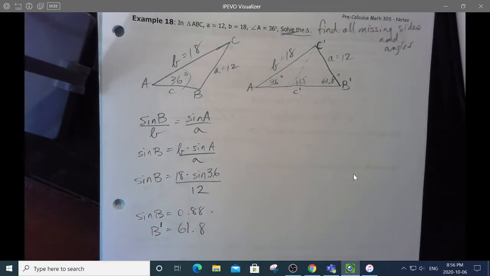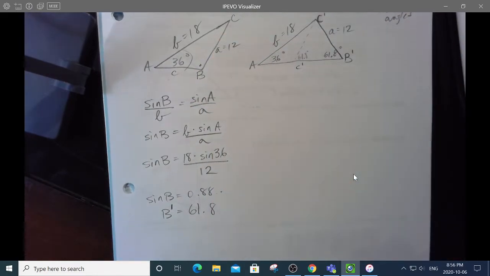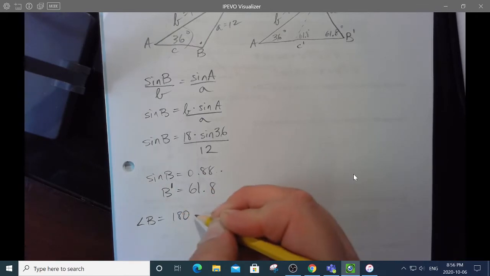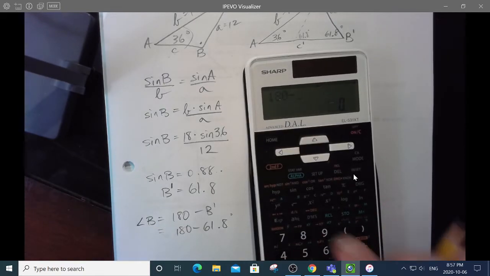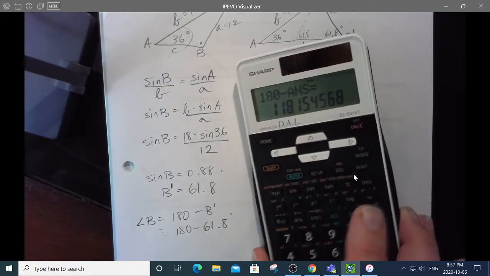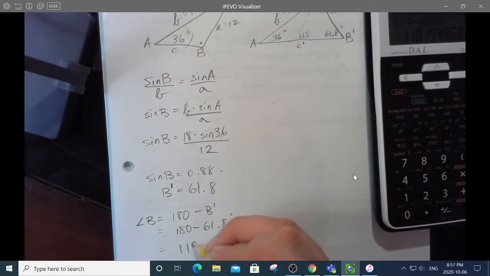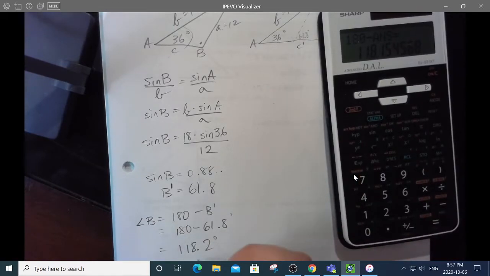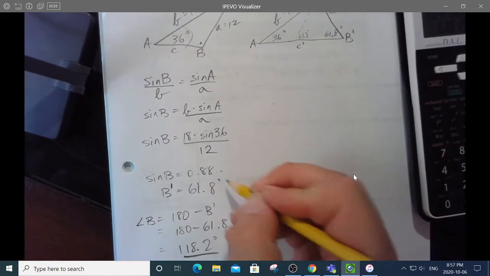So angle B here in the obtuse side of the triangle is going to equal 180 degrees minus angle B prime. So that's going to be 180 minus the 61.8 degrees. I'll take my 180 minus that answer, and there it is, 118 point, I'll just round it to one place, 2 degrees. So there's my two answers for angle B.